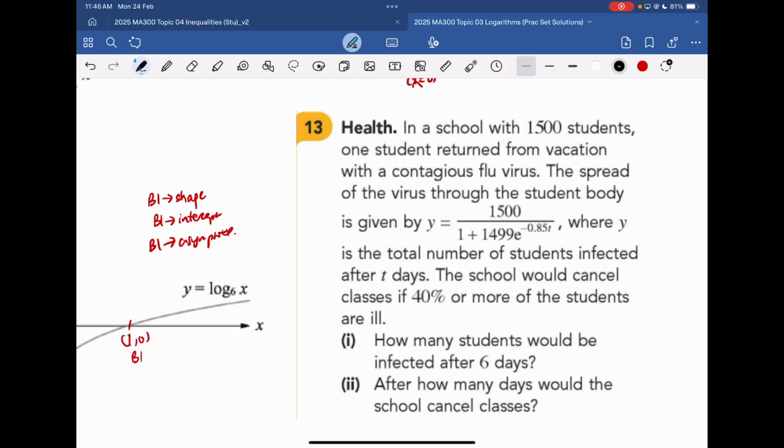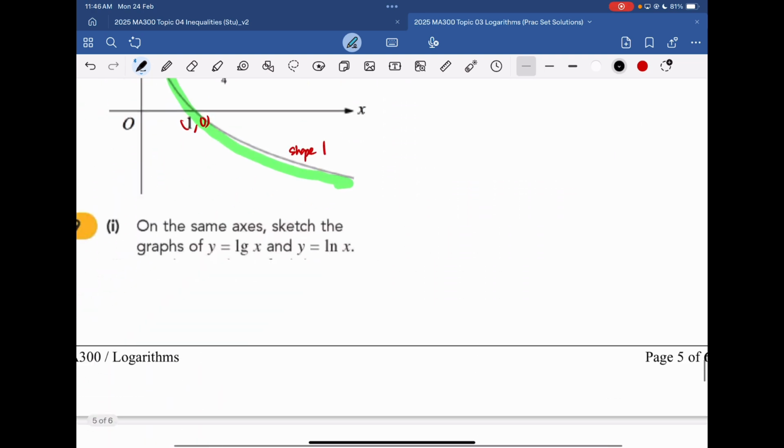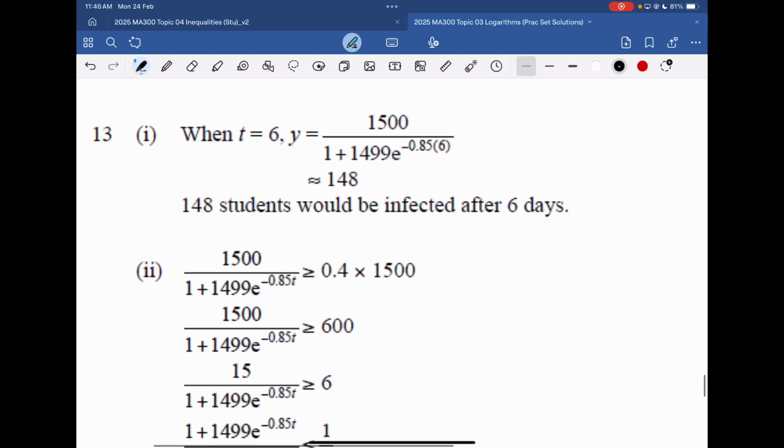Okay, question 13. So now you see, guys, when t equals to 6, you sub in 6, right? You get 147.9 something. You round it up, it should be 148. Do not round down, you round up. When in doubt, you just round up. Clear so far?